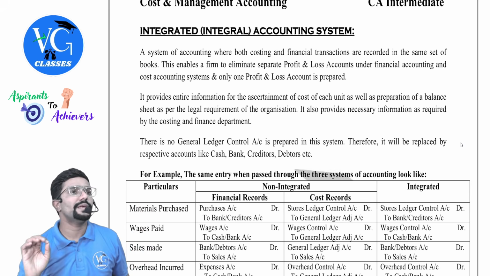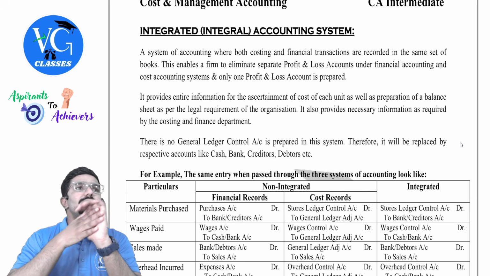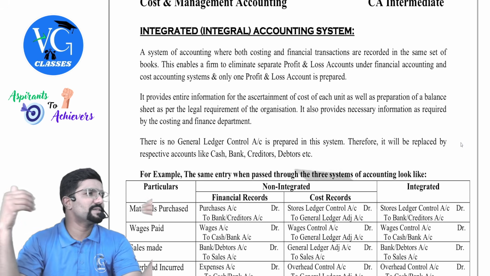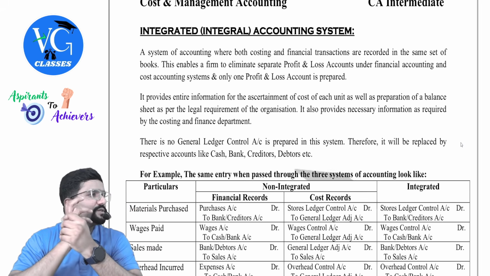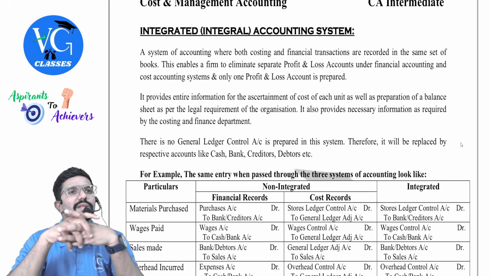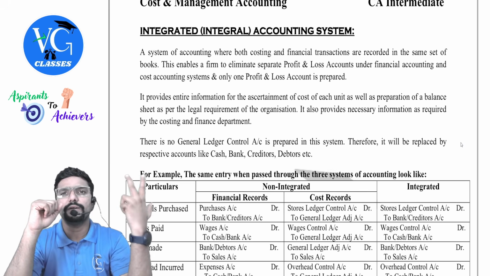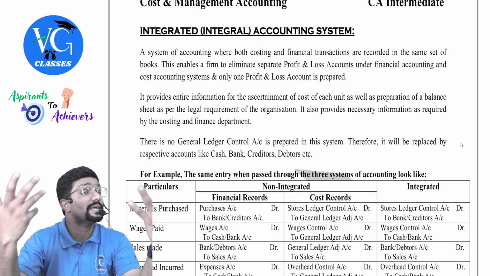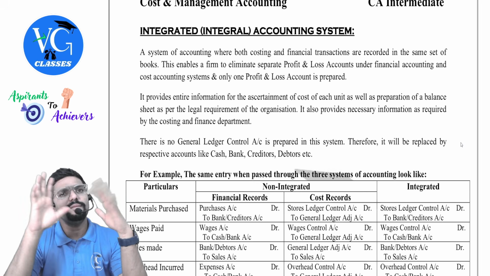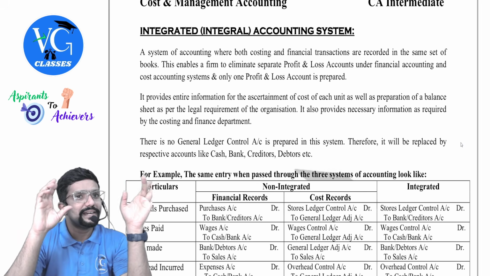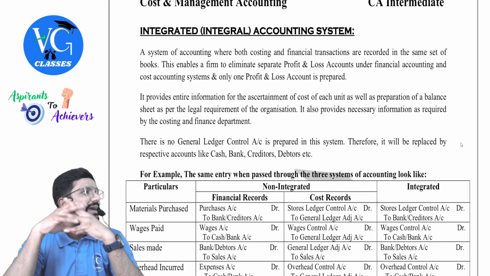Then where is general ledger? Expenses and sales. Earlier we used to have opening balances and all, but here we will have the respective opening balances. That is cash account, bank account, debtors account, creditors account. Okay, let us take purchases. Now, sir, what if it is a cash sale? Same entry, under non-integrated, but under integrated, bring back.